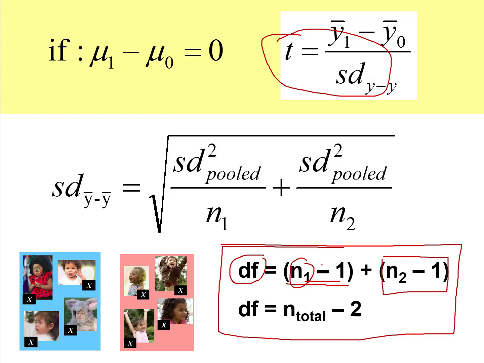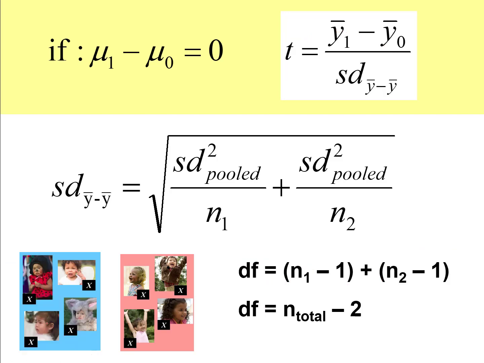You could think of that as the degrees of freedom for group 1 plus the degrees of freedom for group 2, and you add that together and you get your total degrees of freedom. Or, another way to think about the exact same thing, you could just say degrees of freedom is equal to your total sample size, group 1 plus group 2, minus 2. So either way, you get the exact same thing.